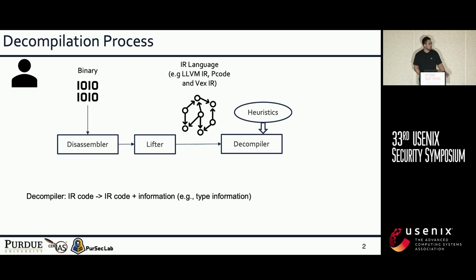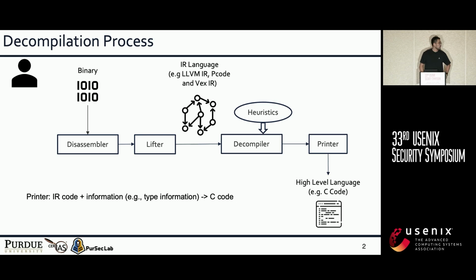After it, the decompiler will apply hundreds of heuristics on those IRs, and it will provide a lot of information. For example, type information. The printer will collect those information and then output the high-level language code, which is C code.